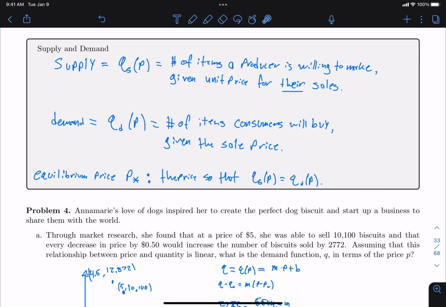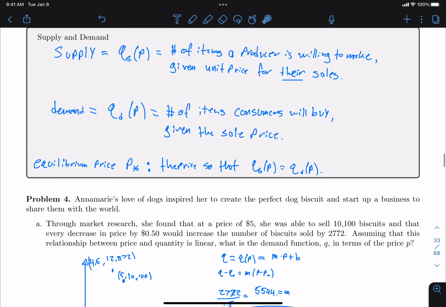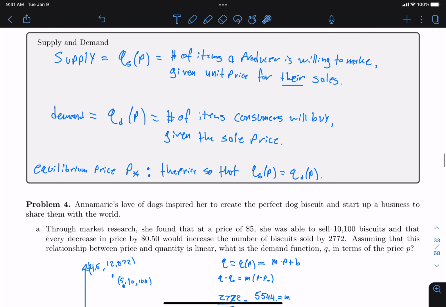On the other hand, if you're a consumer, or if you're just the consumer, the big capital C general invisible hand consumer, okay, then if the price is higher, the consumers want to buy less of it, right? Because it's not as worth it, okay? It's not as much of a value. So these are the supply and demand functions. The equilibrium price is the price at which the supply and the demand are the same. It's kind of like the break-even quantity for revenue and cost.